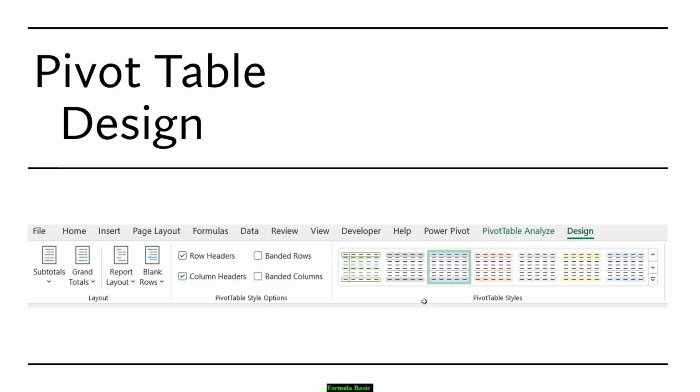And the next most important part of our pivot table is called design. This is where we color the pivot table as we wish, and we'll be seeing a lot of options called report layout and subtotals and grand totals in the pivot table.